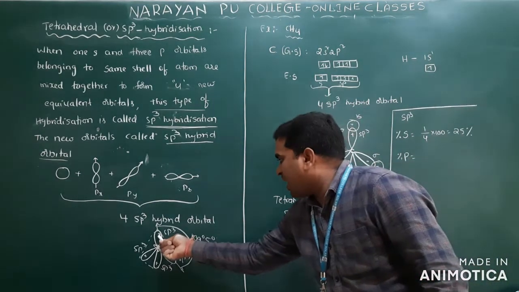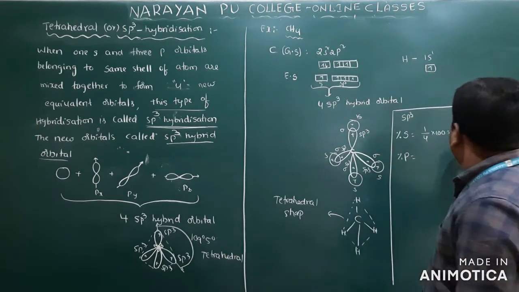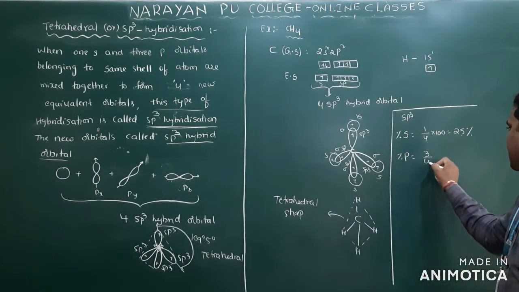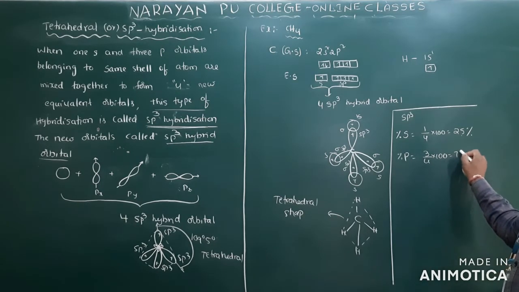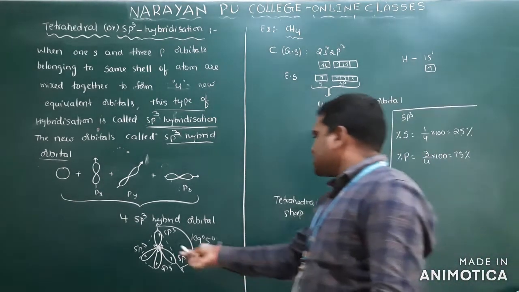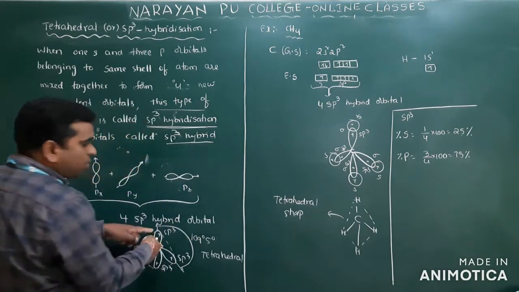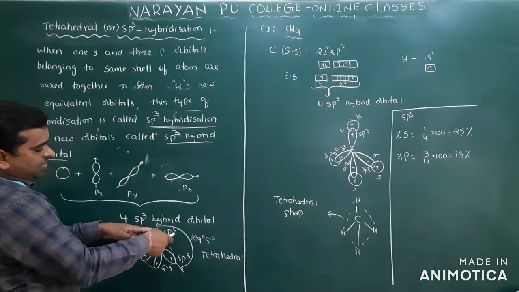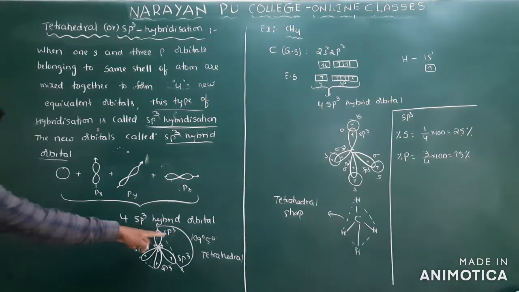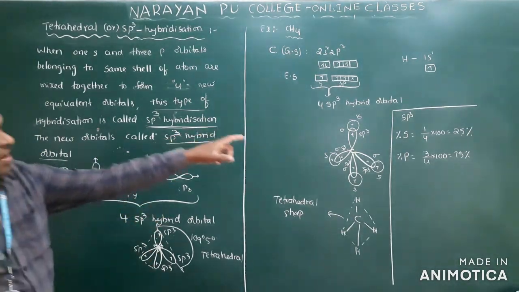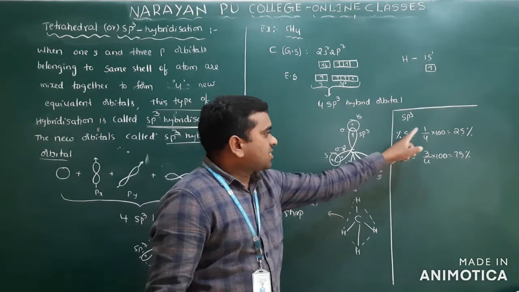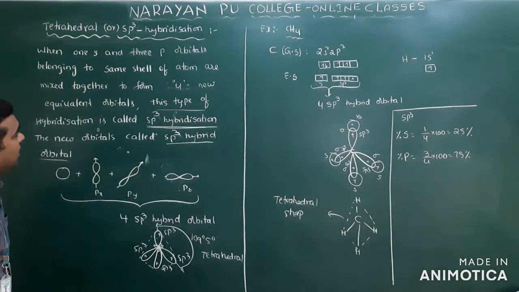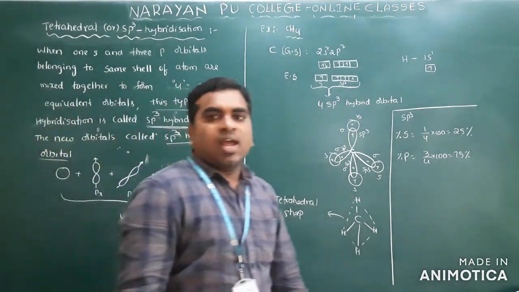This hybrid orbital will have s character 25%. And the p character? There are 3 p orbitals, so 3 by 4 into 100, that is 75%. So each hybrid orbital will have 25% s character and 75% p character. This is about tetrahedral or sp3 hybridization.